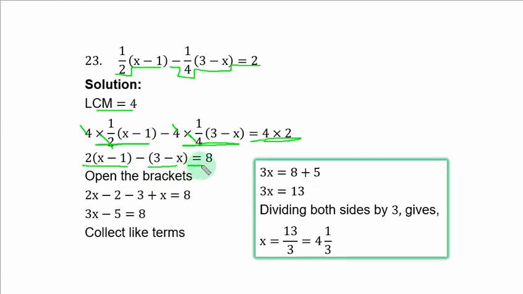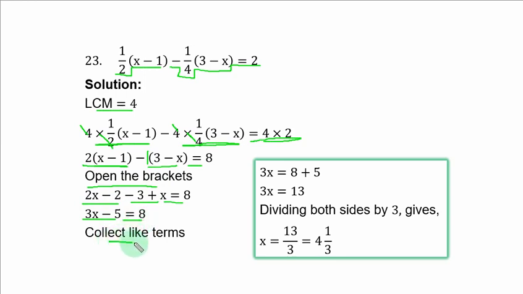Next thing is to open the brackets. If you use this 2 times s minus 1, you have 2s minus 2. Here is minus 1 times 3 minus s. You have minus 3 plus s equal to 8. If you add the like terms in the left hand side, you have 3s minus 5 equal to 8.